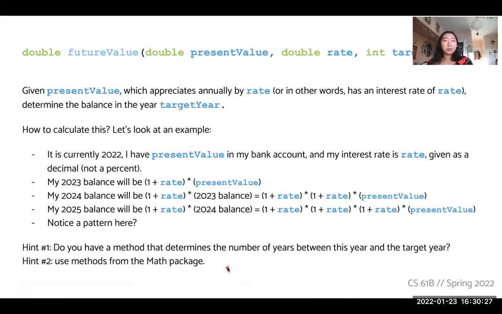And hint number 2, use methods from the math package. You could reference these by doing like math.sum, math.pal, whatever. Those are my hints for future value. Again, go write the tests, figure out some test cases or examples, and then go write the method.